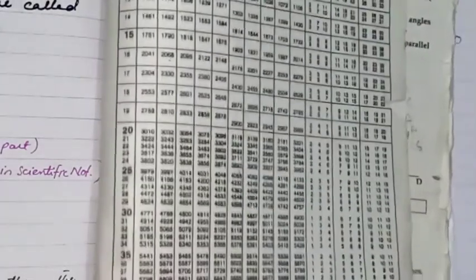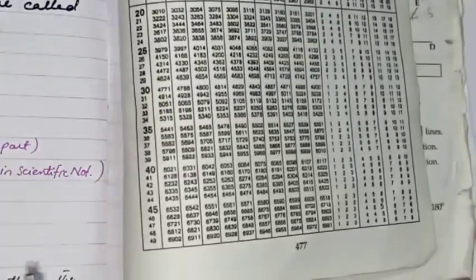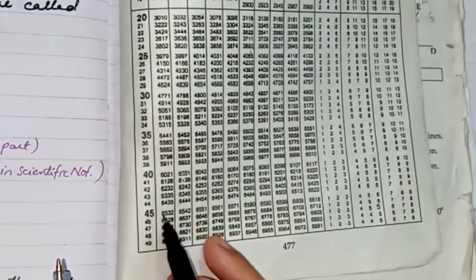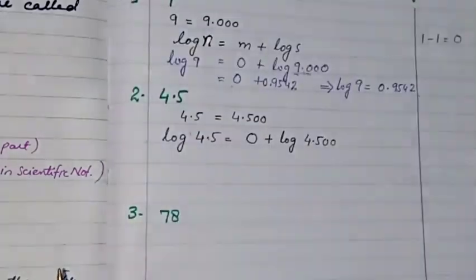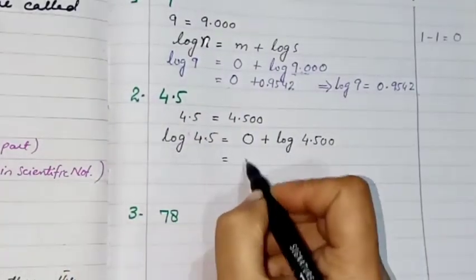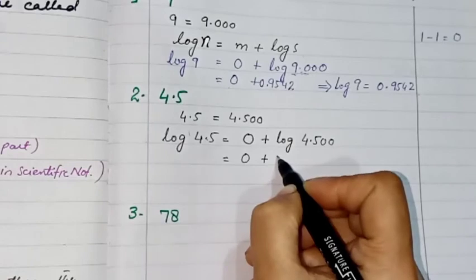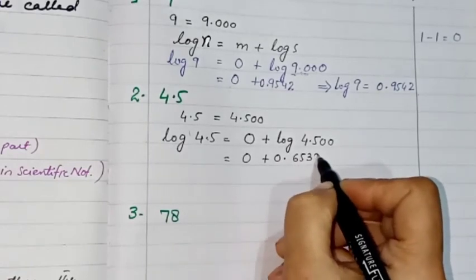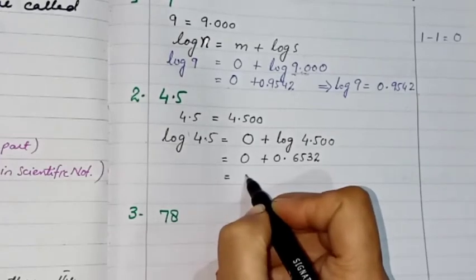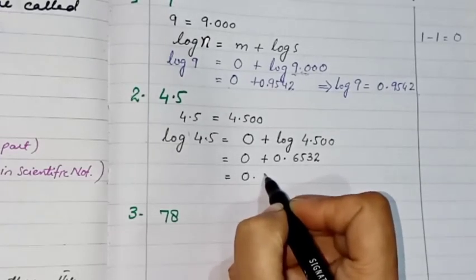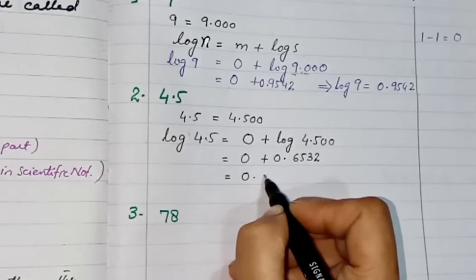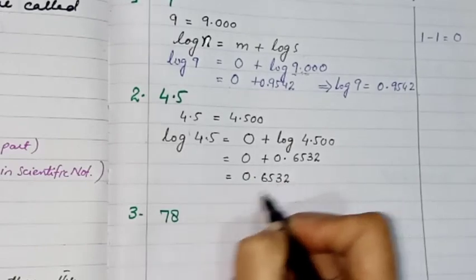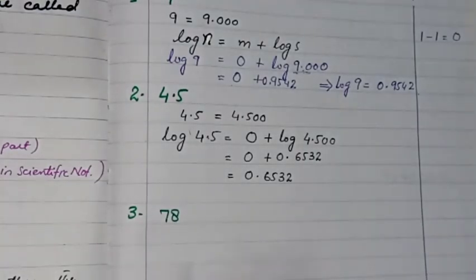We have to search for 45, so 45 is here, and again we have to see the 0 column, so 6532. So I am writing here, as it is the decimal part, we have to write it like 0.6532, and the answer will be 0 plus 0.6532. By adding these two, we will get the same 0.6532. This is the answer for log 4.5.